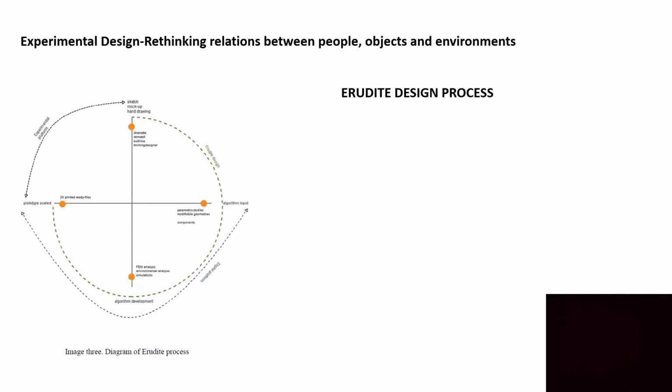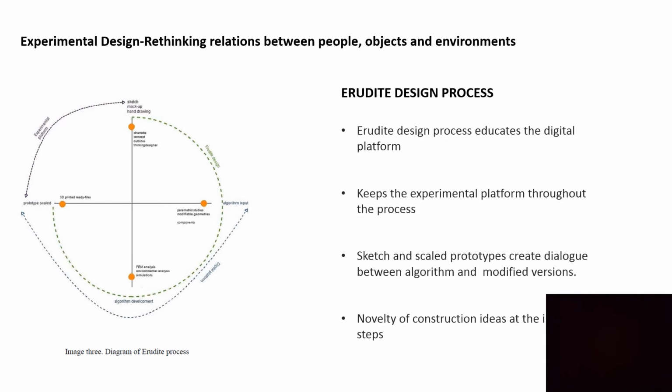The proposed design process is the erudite design process. The diagram shows the steps and points in this design process. This design process educates the digital platform. It keeps the experimental platform throughout the process.